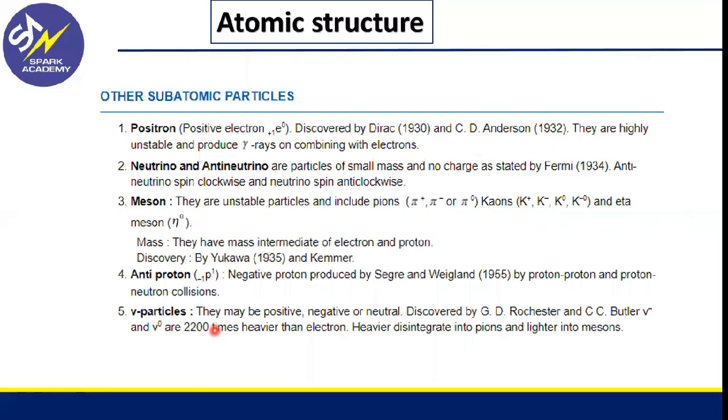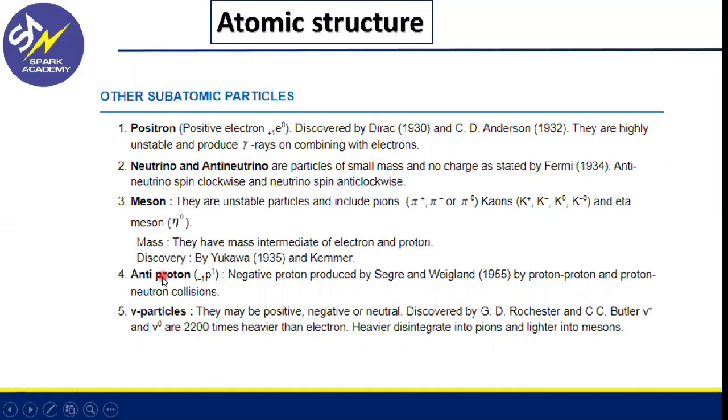Alright. So there are other subatomic particles also, which were slowly discovered. Positron, for example, was discovered by Dirac and Anderson. They are very unstable and produce gamma rays immediately on combining with electrons. They are positive electrons. There are neutrinos and antineutrinos, which were discovered by Fermi, which can spin. There are meson particles, which are eta, pions, kaons.